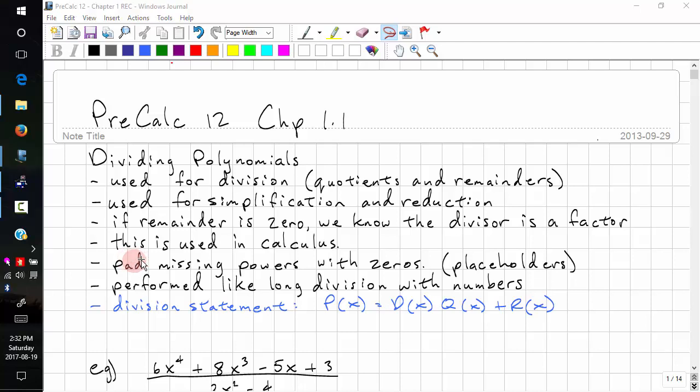To do division, we need to pad the missing powers with zeros, and we call these placeholders. And this is performed like doing long division with numbers. And to write answers, we normally use a division statement. This is the dividend equals the divisor times the quotient plus the remainder.